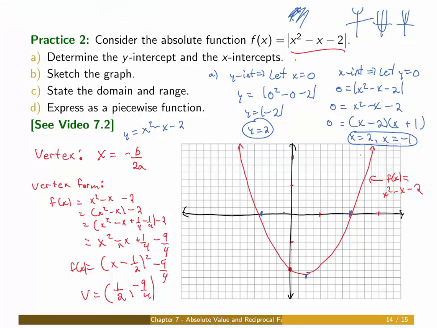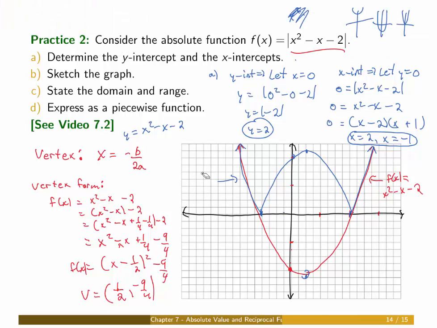the absolute value of this graph. So basically what's going to happen is wherever this graph is negative, it will be reflected. So that vertex will actually be right here. This is the y-intercept. So what you're actually going to be left with is that. And these will be positive as well. And there you go.